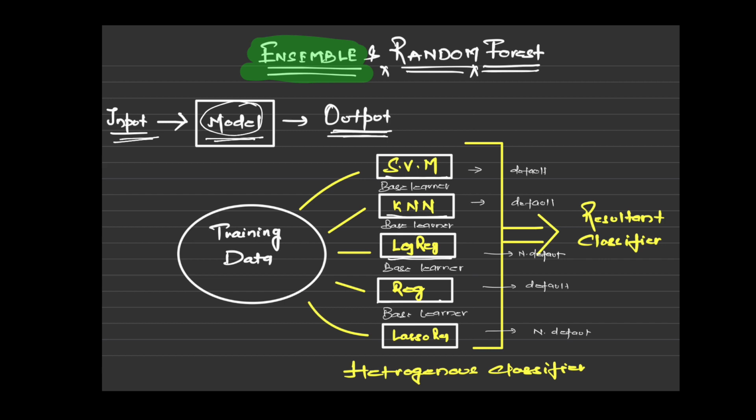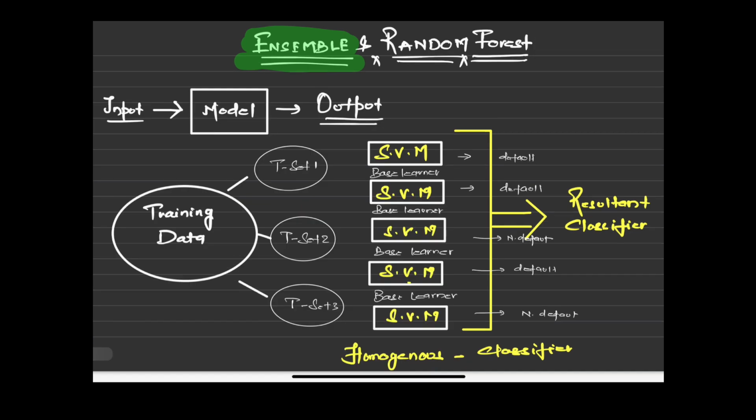So what is the beauty of ensemble learning? That you would be using a lot of models. So the error because of SVM will get reduced due to KNN, and the error because of SVM and KNN combined will get reduced due to logistic regression and then regression. So this resultant classifier is much more powerful than a single classifier. But understand, all these classifiers are heterogeneous in nature. You're not using the SVM model in all the different base learners. But you can do that also.